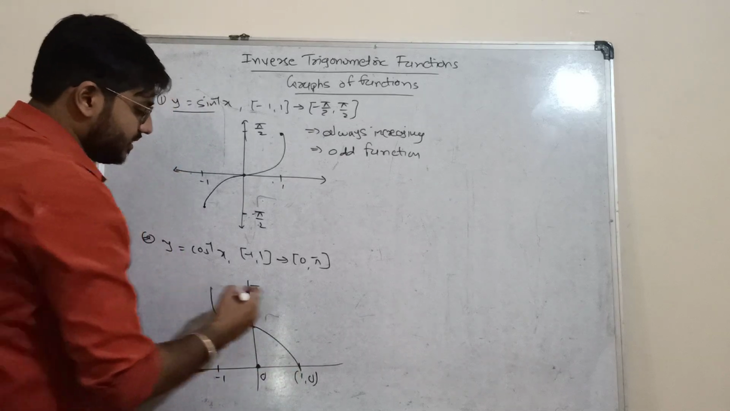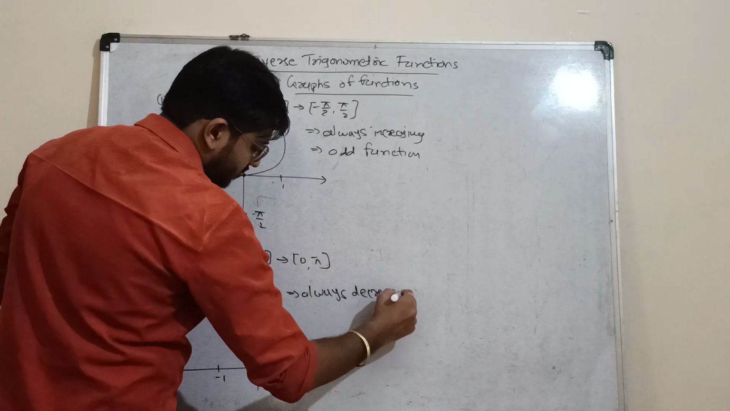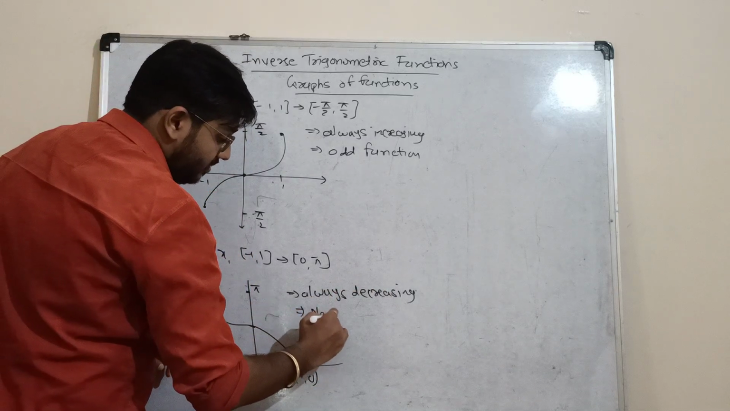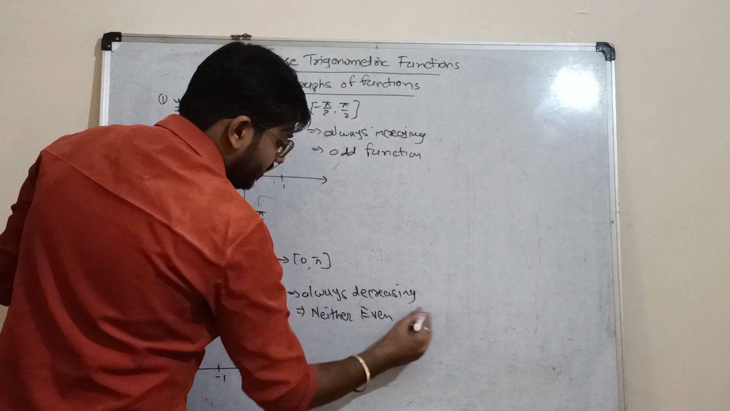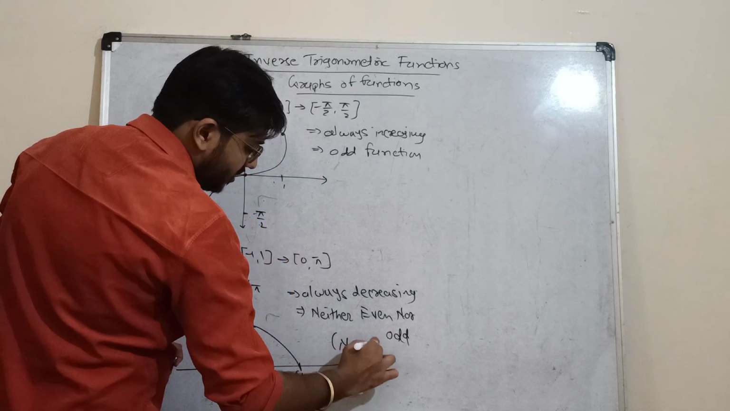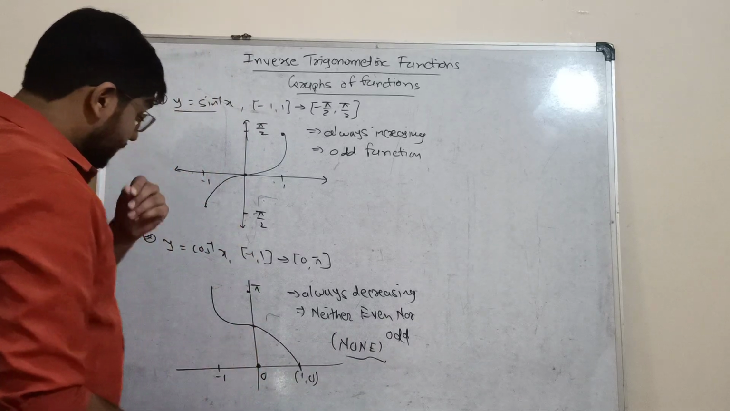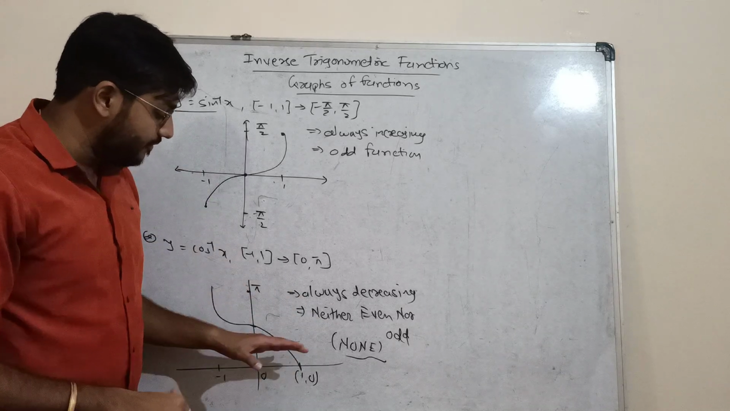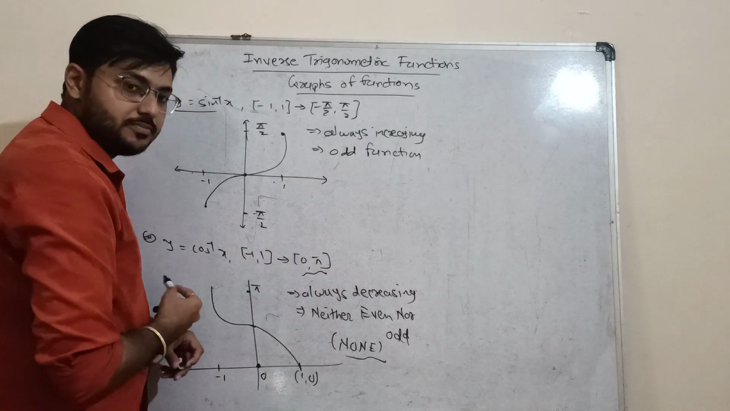Okay, so now what you want to consider is that it's always decreasing, and you find that it's neither even nor odd. So we consider this function as a null function, meaning neither odd nor even. So this can be the graph of cos inverse x. The second thing you need to observe is that the graph of cos inverse is always above the x axis. That's why the range is 0 to pi, which is always positive.